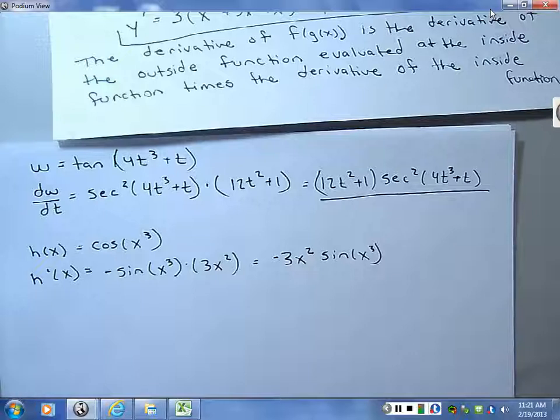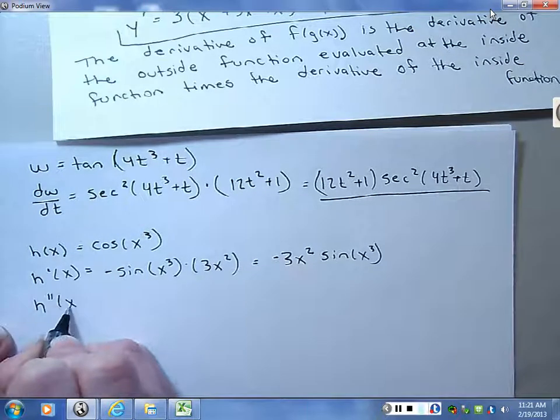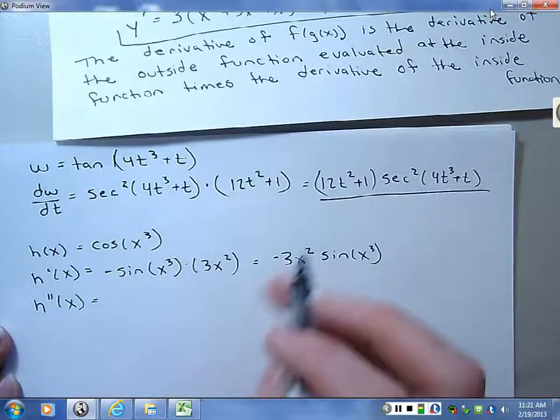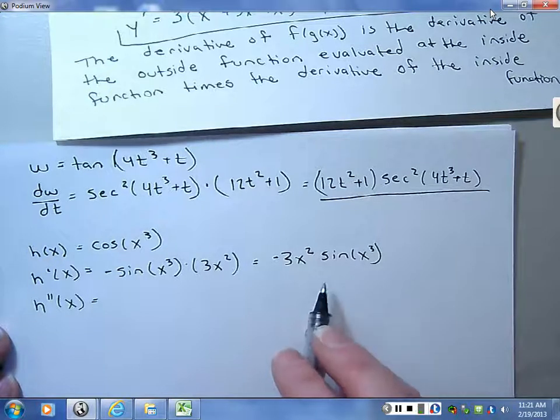If I was to take the second derivative, I'd have to use a product rule within a chain rule, or the chain rule within a product rule. Let's go ahead and take the second derivative. What would be h double prime? You just do the same process. Since I have a function times a function here, I take the derivative of the first function, hold the second one, plus the derivative of the second one, hold the first. Let me write this out.